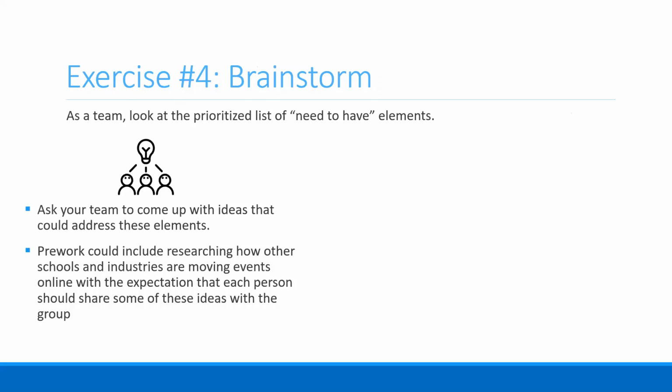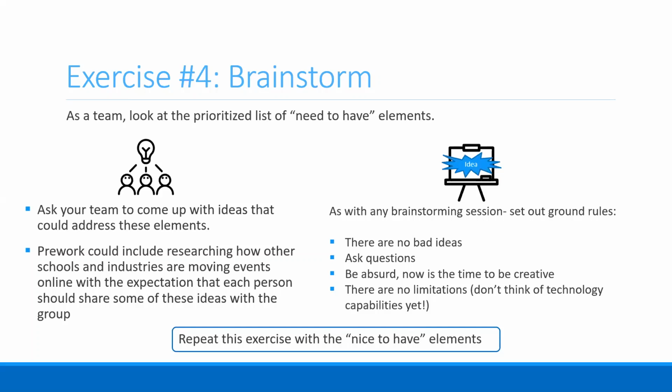After you've prioritized, focus on those need-to-have elements and brainstorm what that could look like in the new reality. I always encourage my team to look at industries outside of the school space, or where we're working, to look for ideas of how other people are doing this. With any brainstorming session, you want to set some ground rules. There are no bad ideas, ask questions. Now's the time to be absurd with these ideas, and it's time to be creative. There are no limitations when you're brainstorming.